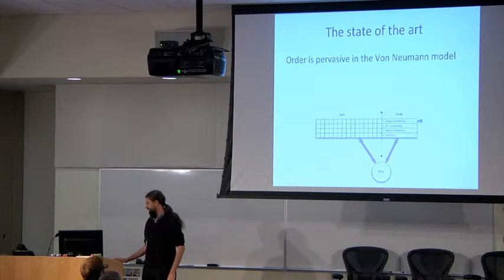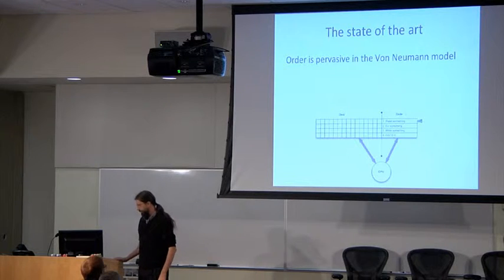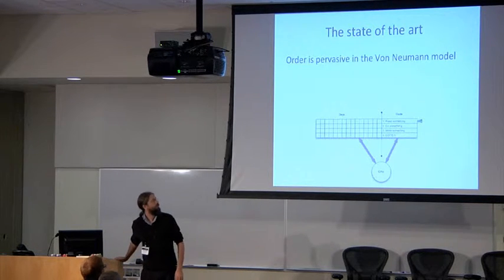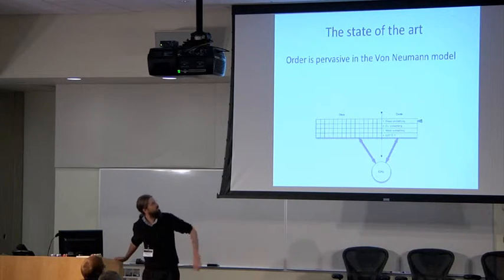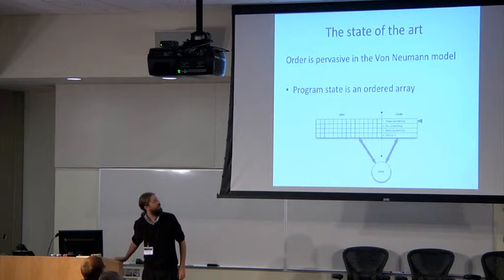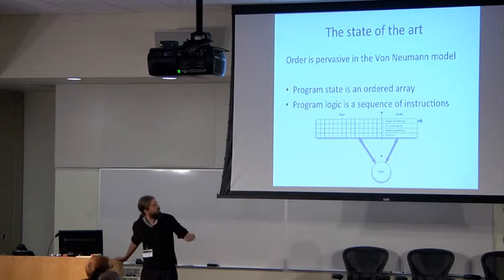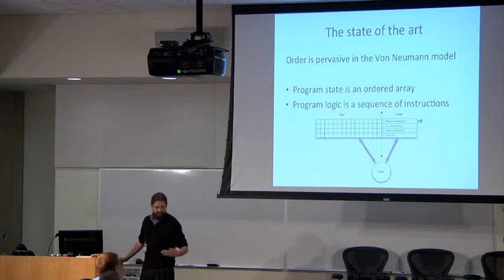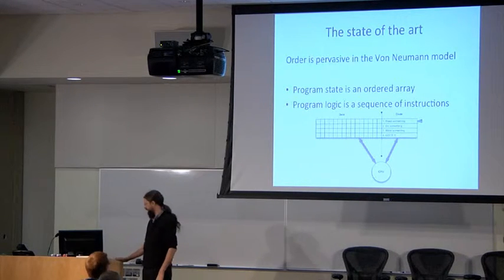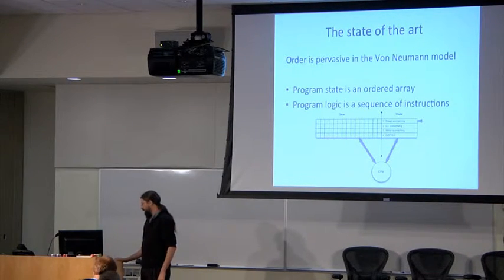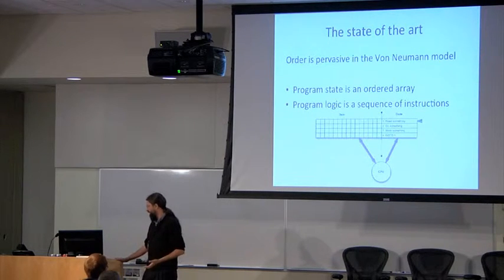As I've hinted, in the von Neumann model, order is everywhere you look. We have a completely ordered array of memory. We have a shopping list of instructions that, at least as stated, need to be done in the order in which they were given. Now, that's great, but it doesn't map very well to a parallel and concurrent world.